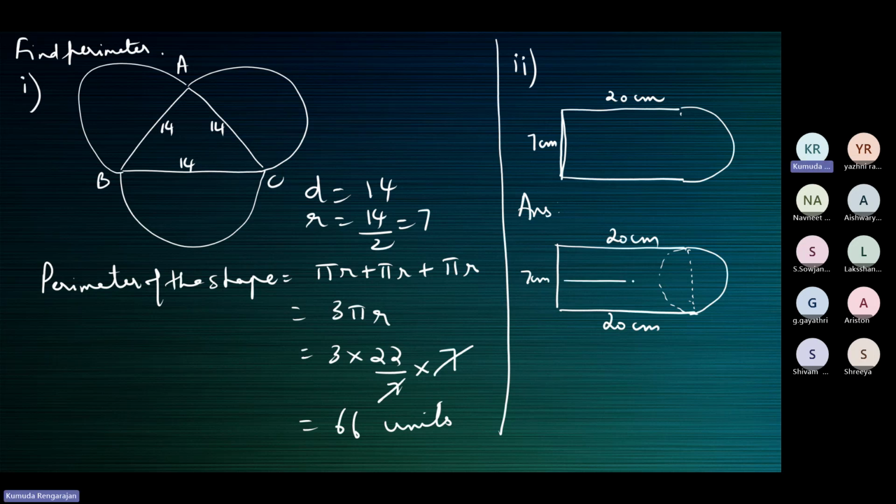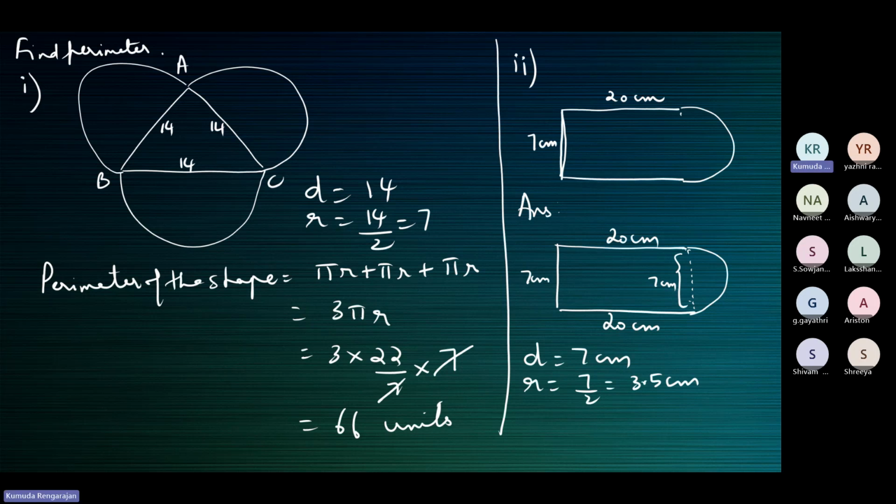Now opposite sides are equal, so this will be 7. So the diameter is equal to 7 centimeters, because the line segment attached to the semicircle is the diameter. Diameter is 7 centimeters, so radius is equal to 7/2 or 3.5 centimeters. Now, how do you find the perimeter of the shape?